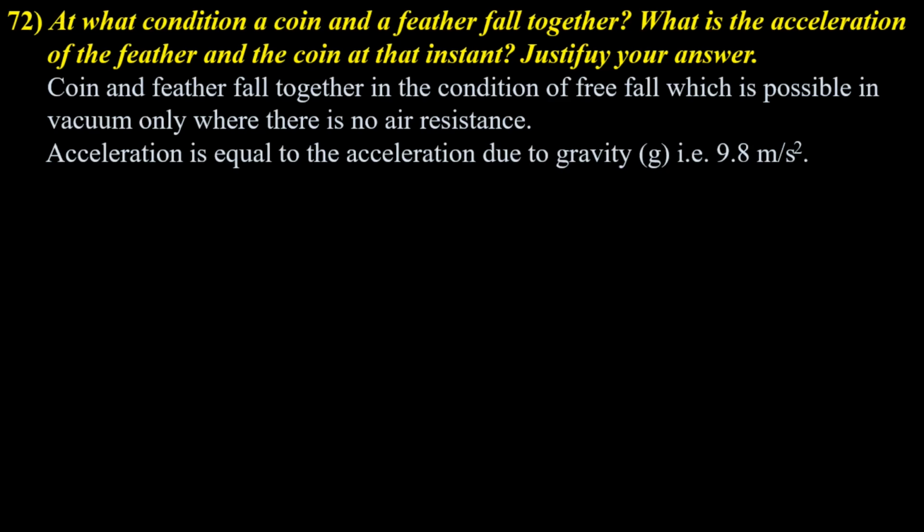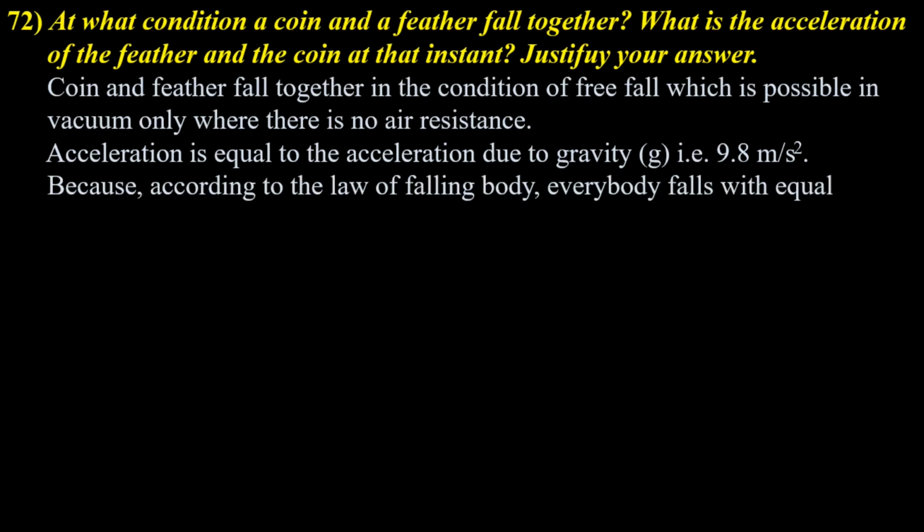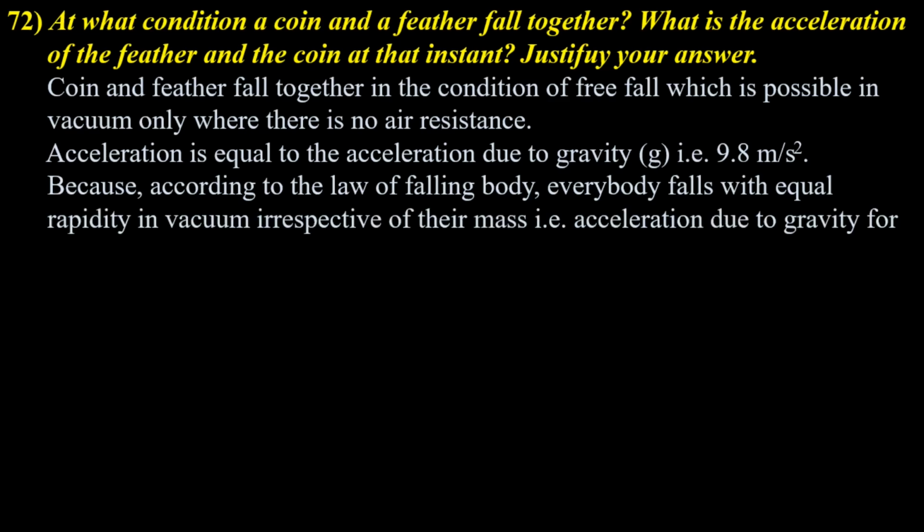Acceleration is equal to the acceleration due to gravity, small g, that is 9.8 meter per second square. Because according to the law of falling bodies, every body falls with equal rapidity in vacuum irrespective of their mass, that is, acceleration due to gravity for every falling body is the same.